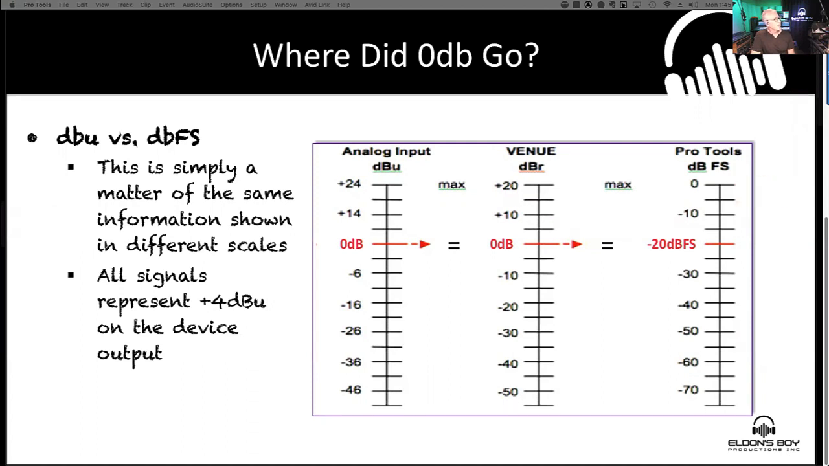So for instance, as you can see here, if we run up a signal to 0 dB in analog, that's going to present a +4 output at its signal path, right? Well, if we run a signal up to 0 dBr, same thing. It's going to output +4 going into the next stage. Same thing on Pro Tools. If we put a signal up to -20 dBFS, in Pro Tools, -20 dBFS is line level, which would present +4 at the output of that stage to the next device, right? It's all the same. You're just looking at it in different ways, all right?